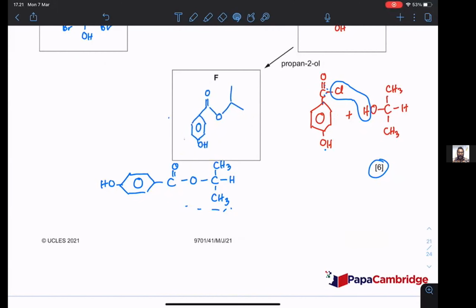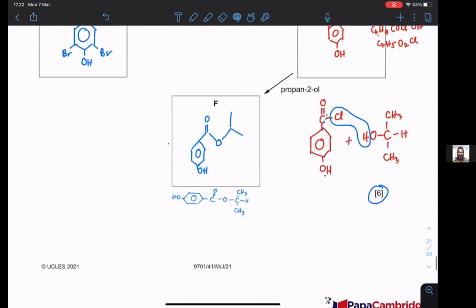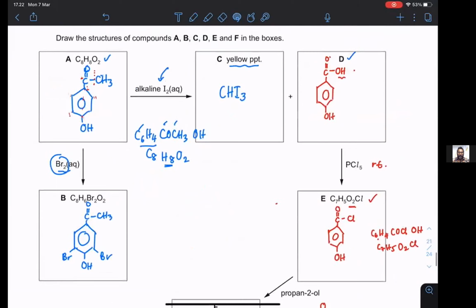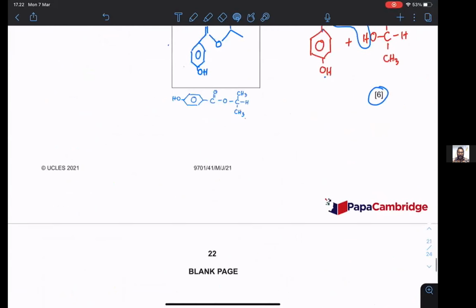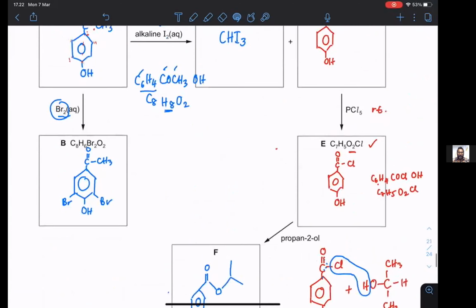Or if you don't want to have a lot of problems in drawing and so on, you still want to give this as an answer, no problem. You can go ahead, no problem. That's it for question number 9, and we have done paper 4.1, May June. Thank you guys.